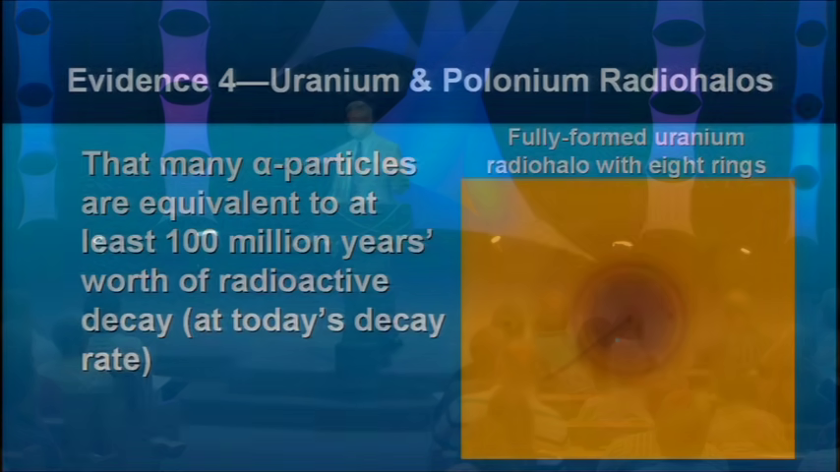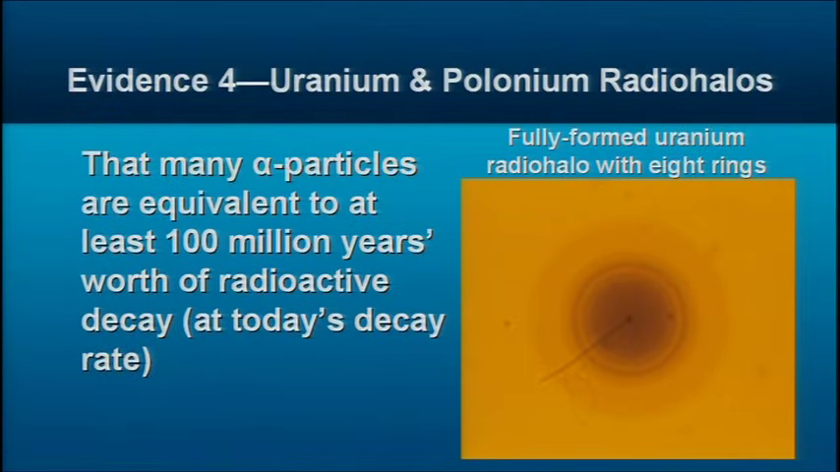Now, that much decay is equivalent to at least 100 million years' worth of radioactive decay measured at today's rates. So when you see these radiohalos in a granite, it means that that granite has suffered at least 100 million years of radioactive decay. That's at today's rate. I'm not saying the million years ever happened. All I'm saying is if you take the measured rate today and extrapolate it back, that's the number you get.